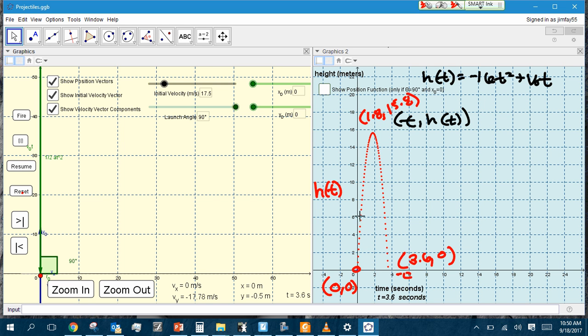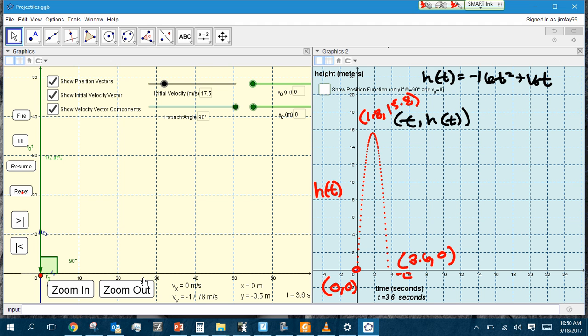And they're going to ask you, when did this thing return back to ground? Well, when we see the word ground, that's a key phrase for saying your y value is 0. So they're asking, when did this thing hit the ground? Our y value is 0. The time that it took then to hit the ground was 3.6.